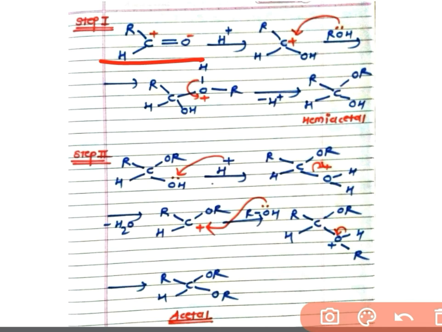This is any aldehyde, so here carbon carries a positive charge and oxygen carries a negative charge. The oxygen of this aldehyde is attacked by hydrogen of the acidic medium. This O minus is attacked by hydrogen of the acidic medium and it forms this type of compound. Okay, in the next step, addition of monohydric alcohol takes place.